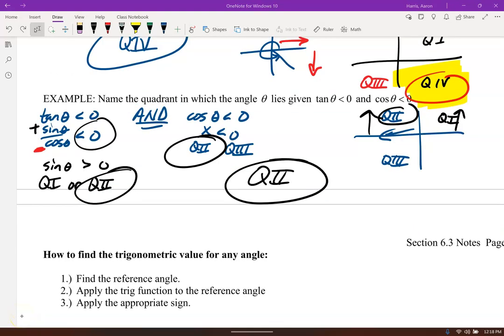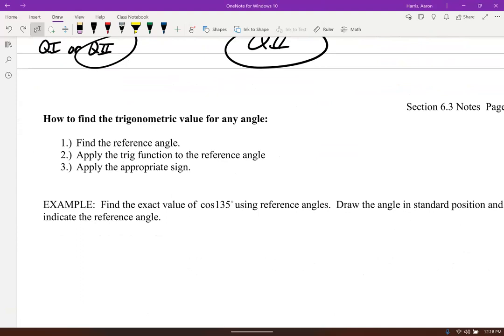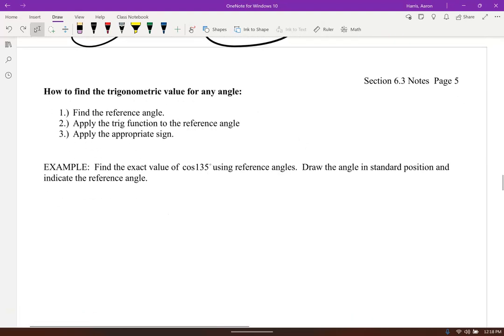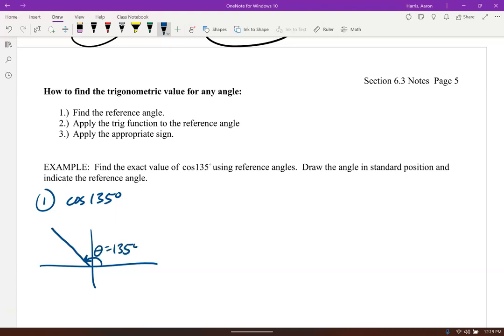All right, let's keep going here and see how to find the trig value for any angle. So what we're going to do is find, for example, on this first one, cosine of 135 degrees using the reference angles. So what we'll do is, number one, we'll go ahead and draw it. Let's draw this thing, into quadrant 2. There's our theta being 135 degrees.